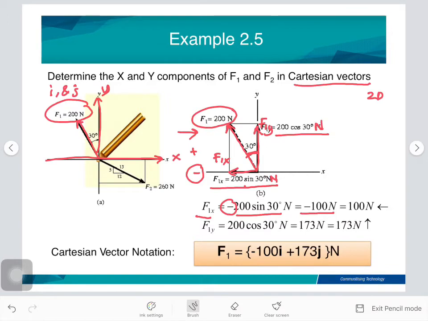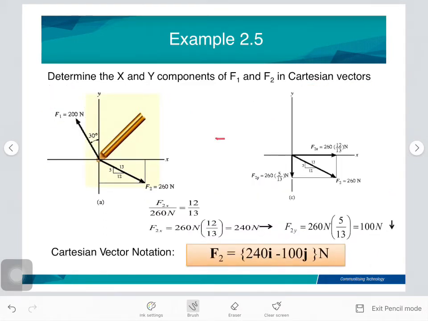And then F1y, 200 cos 30, is 173. So how to write in Cartesian? Here x is referred to i, y is referred to j. So you can write F1 is equal to negative 100i plus 173j Newton. This is how you write the force into Cartesian. Okay, next, let's write for F2.